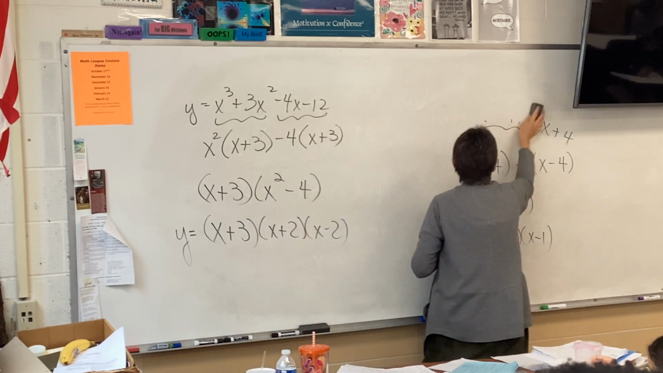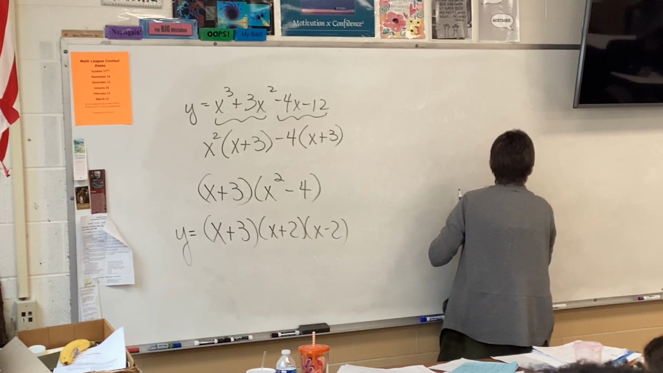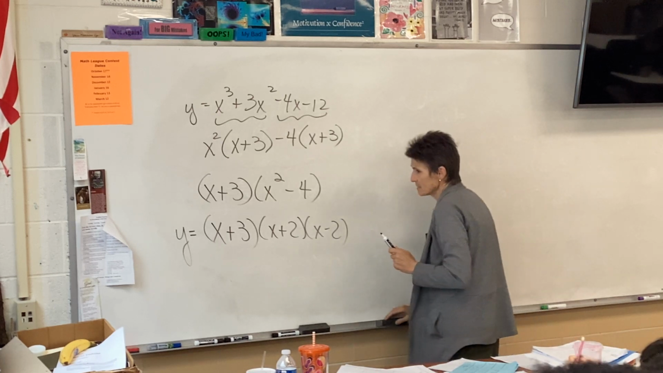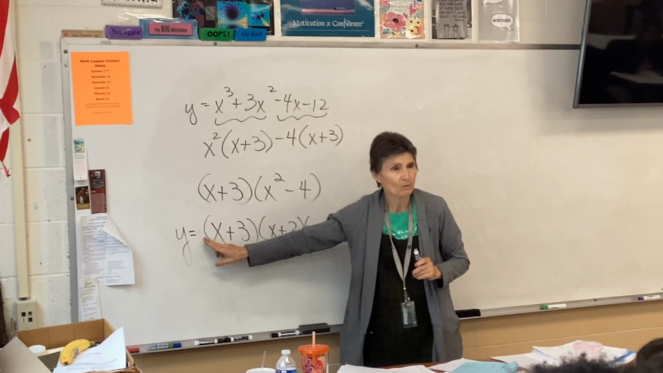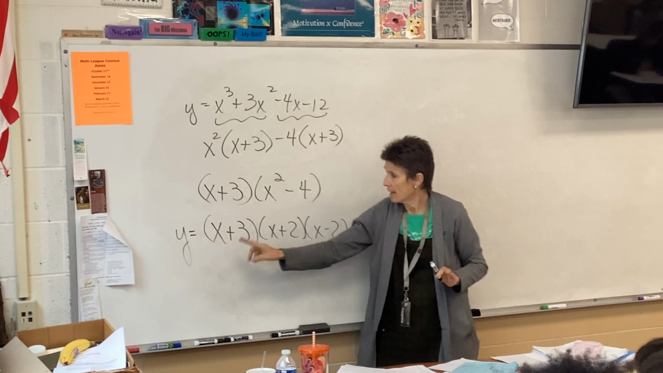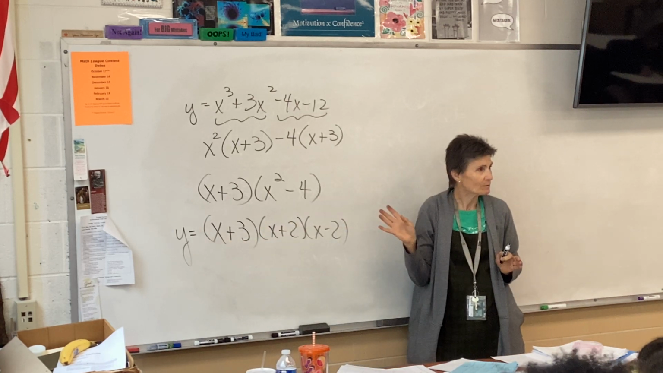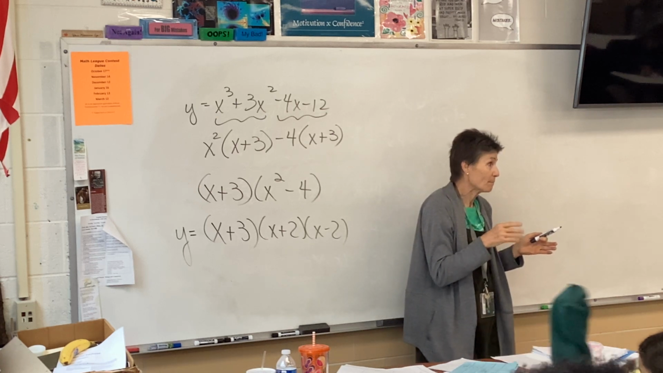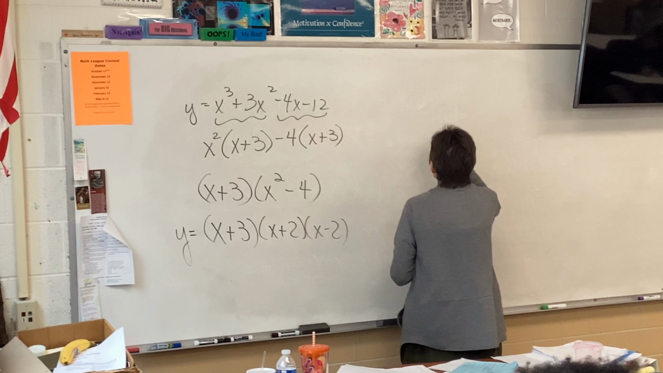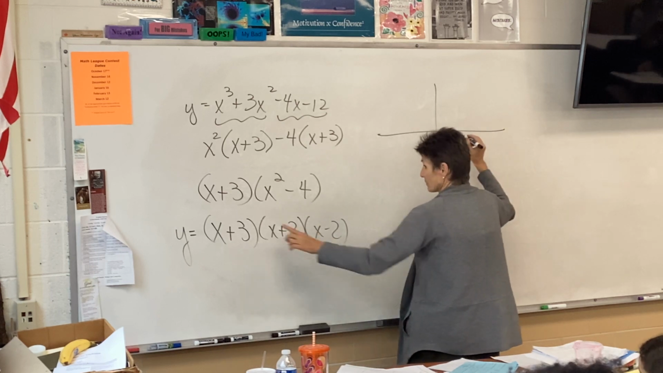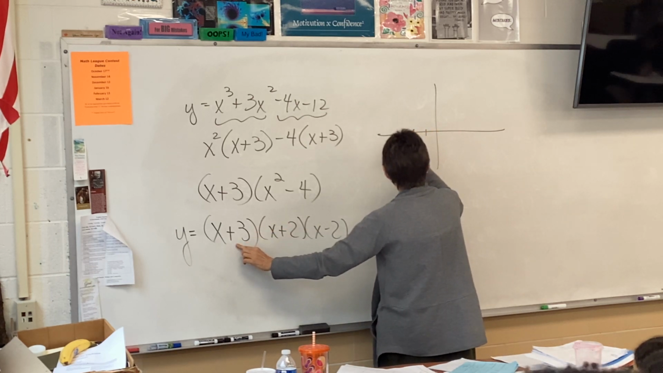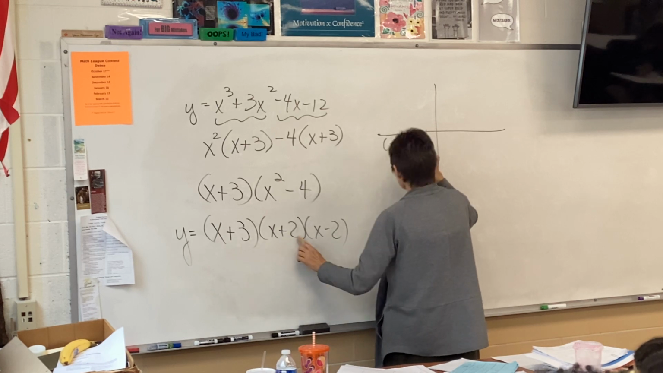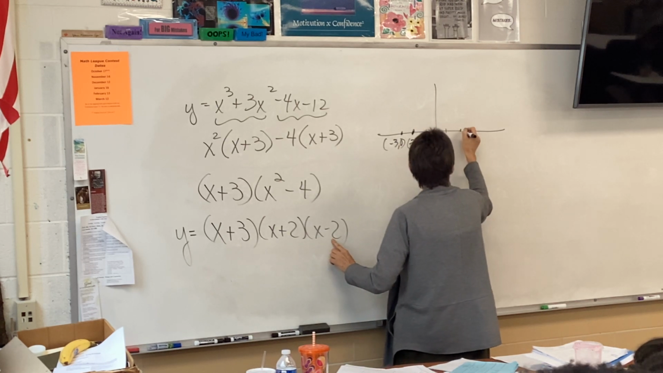This is another easy one, and when I say that, what I mean is there's no negative out here to worry about, and there's no powers to worry about. So I'm gonna put my dots on my picture, and then we're gonna start connecting them. So here we go. -3, -2, and 2.